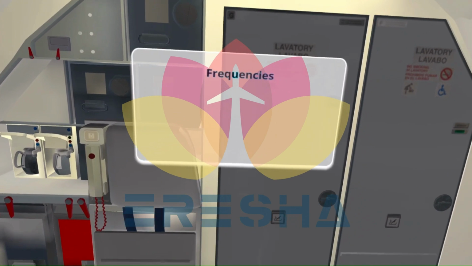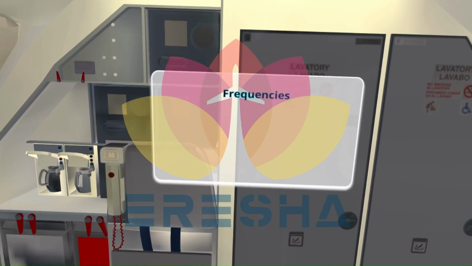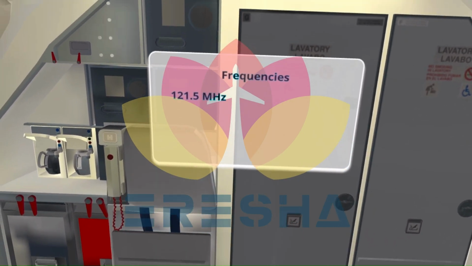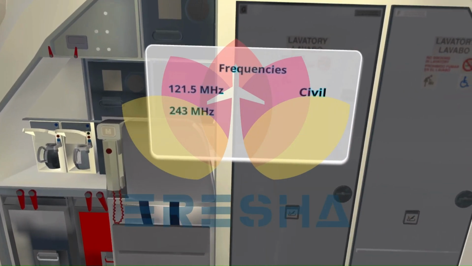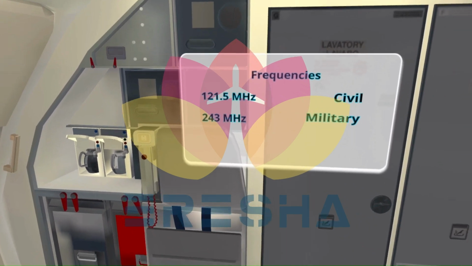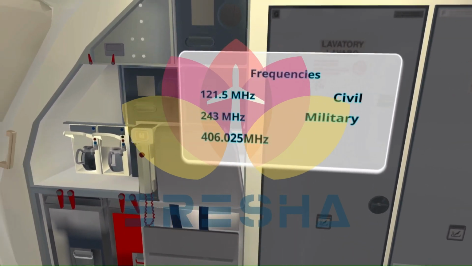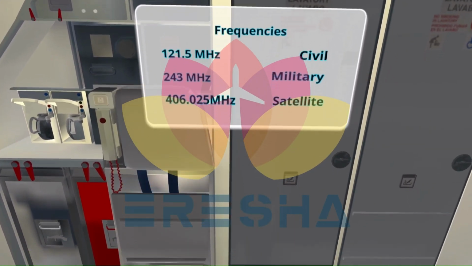The frequencies on which the ELT system transmits the distress signals are: 121.5 MHz is the civil frequency. 243 MHz is the military frequency. 406.025 MHz is the frequency to reach the satellite.